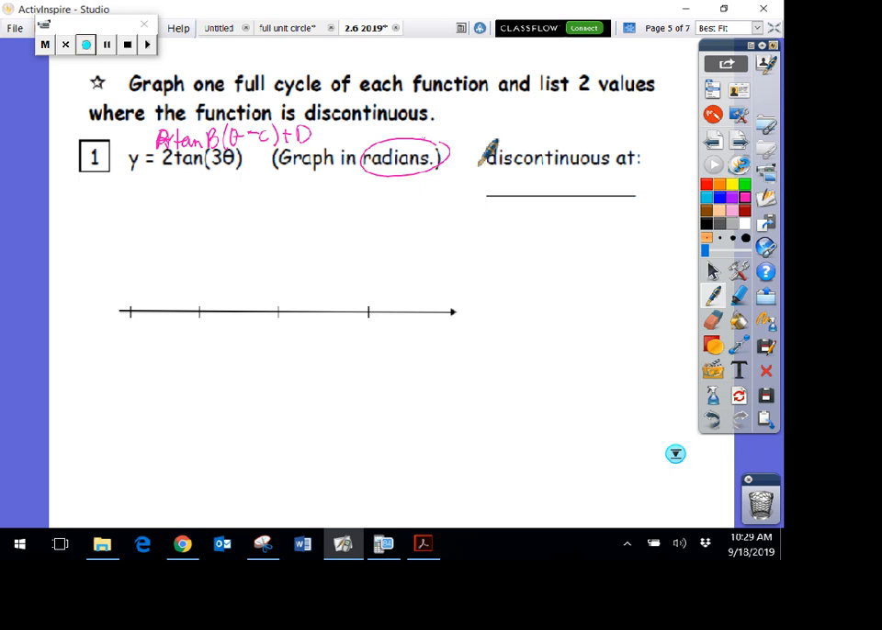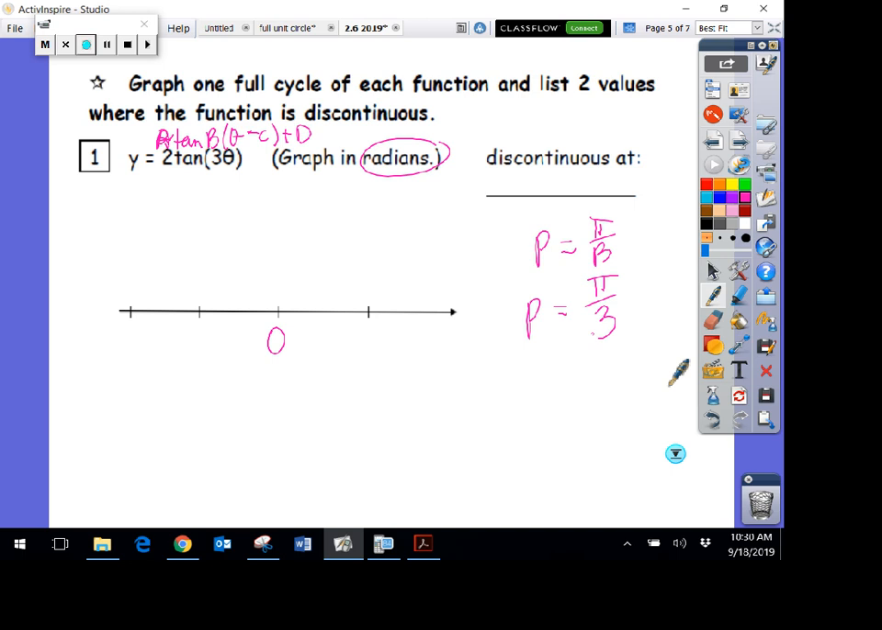So it's tangent, so I'm going to put my 0 in the middle. Tangent starts in the middle. Now, my period is going to be equal to pi over B. So period is pi over 3. Period is still start to finish. Even though I put my C value in the middle, that doesn't change the fact that start to finish of my graph is the period.